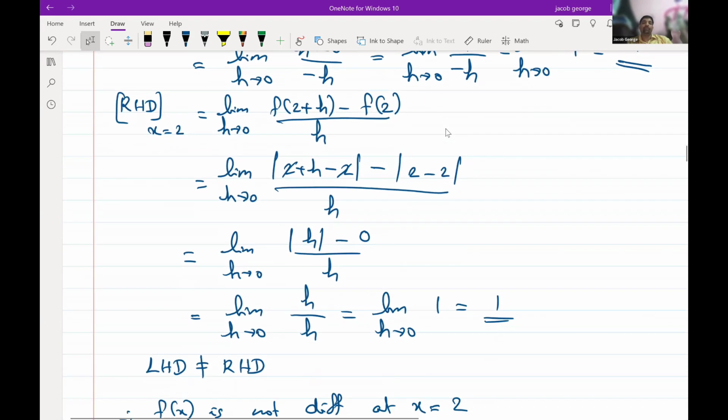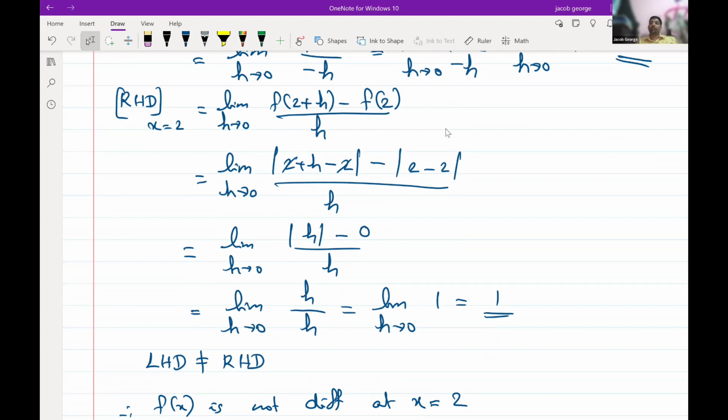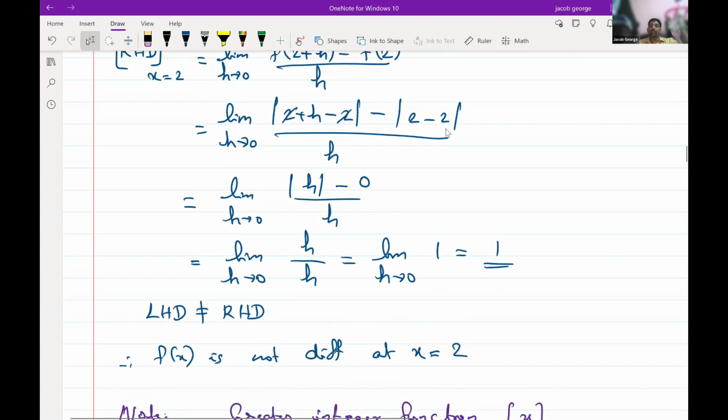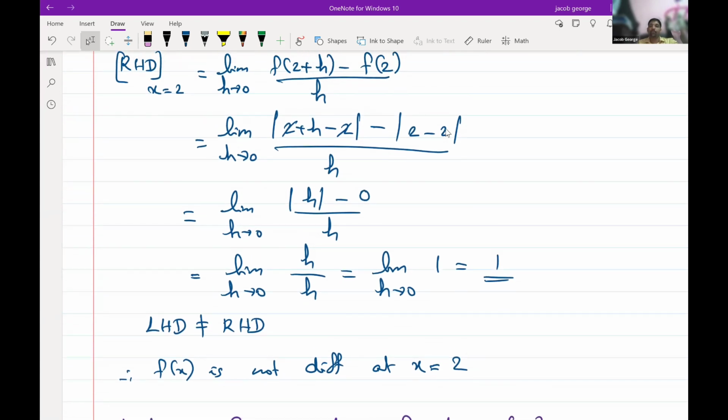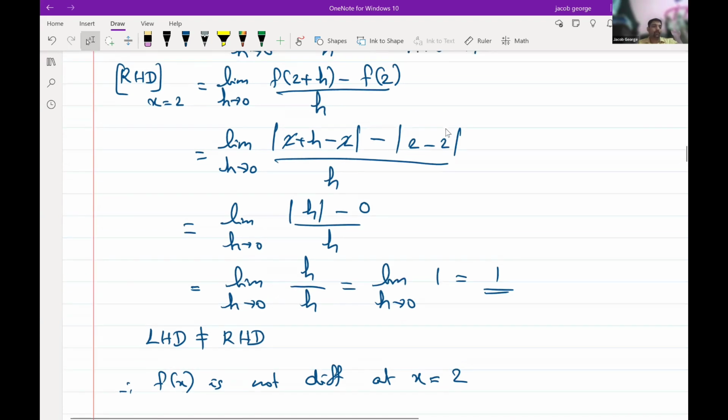Right-hand derivative, f of 2 plus h minus f of 2 by h. So that is modulus of 2 plus h minus 2 minus modulus of 2 minus 2 by h. So that is positive 1. Left-hand derivative is not equal to right-hand derivative. Therefore, it is not differentiable at x equal to 2. So this is the method of doing it. Hope you all understood this. This type of question is also important for 3 marker. If there is any doubt, you can ask.